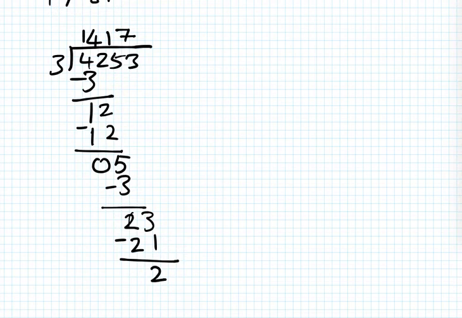Now 2 is less than 3, and we've got no more numbers left. So what can we do? We put a little decimal point next to the answer. This decimal point allows us up to 3 zeros. So now we can put a 0 next to the 2. Again, same story: 7 times 3 is 21, which is too big, so we've got to use 6. So 6 times 3 is 18.